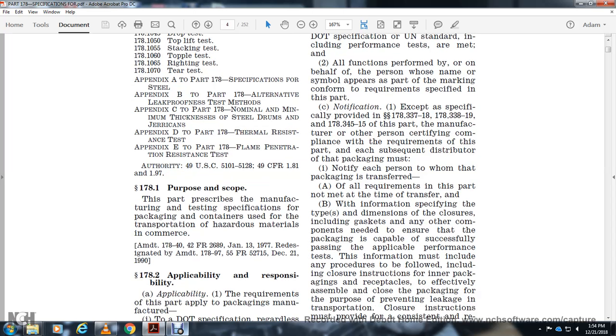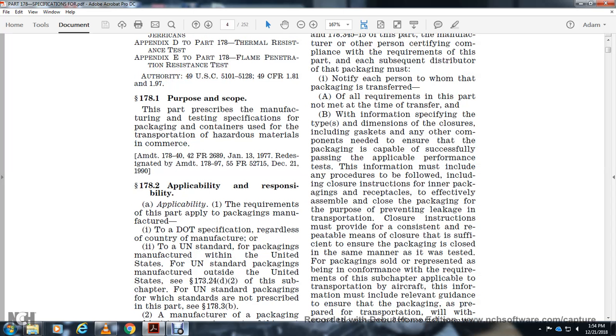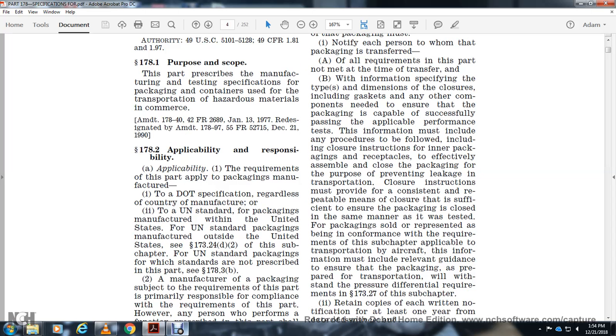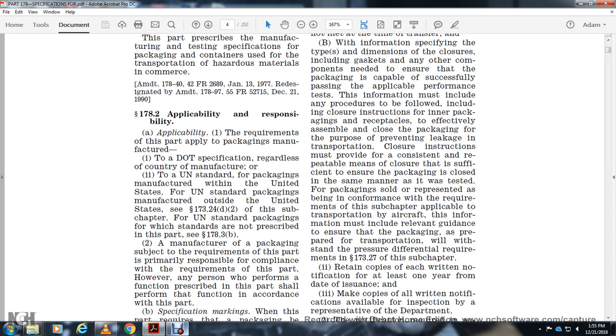The information specifies the type and dimensions of the closure, including gaskets and other components needed to ensure the packaging is capable of successfully passing the applicable performance test. This information must include any procedures followed, including the closure instructions for inner packaging receptacles and the assembly of the packaging, for the purpose of preventing leakage during transportation. Closure instructions must provide for a consistent, repeatable means of closure, sufficient to ensure the packaging is closed in the same manner as it was tested, for packaging sold representing conformance with all the requirements of the subchapter applicable to transportation by aircraft. The information must include the relevant guidance to ensure packaging is prepared for transportation and withstands the pressure differential requirements of 173.27 in the subchapter.